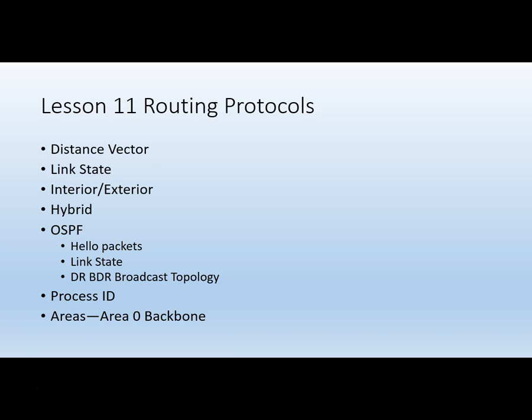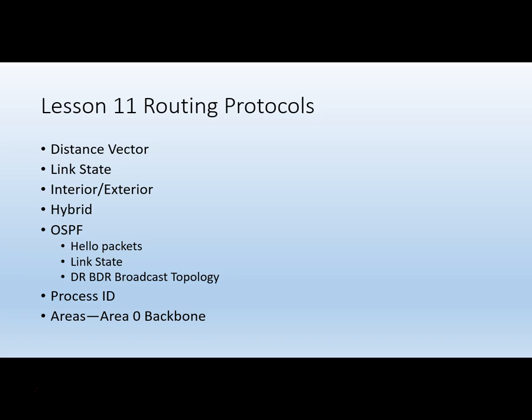The other type that we have are hybrid protocols. The hybrid protocol is EIGRP. It exhibits the traits of both distance vector and link state, and the distance vector trait that it exhibits is on initial startup it gives its neighbors its entire route table. Other than that, it is a link state type of protocol.